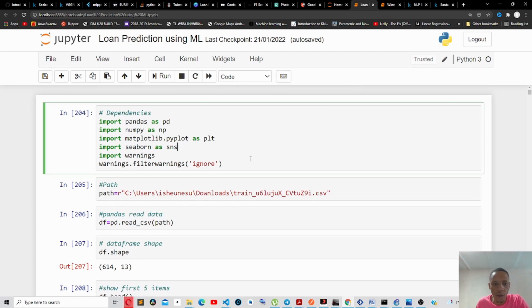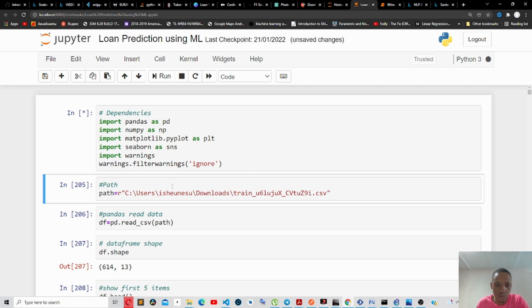So in this video we are going to be predicting loan eligibility of a customer using machine learning. So the first thing that we are going to do is import our dependencies, and then we are going to load our loan prediction dataset from memory using the pandas library.